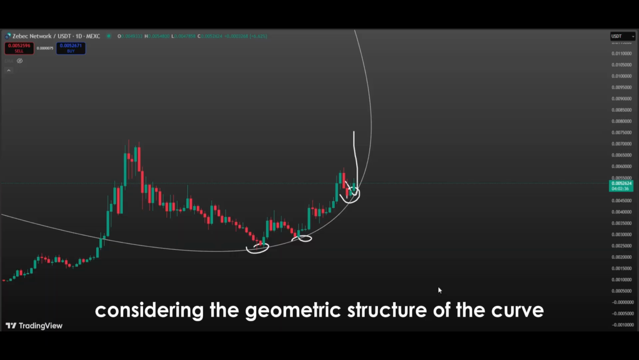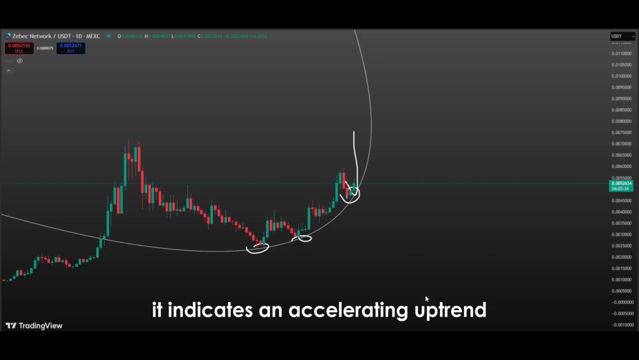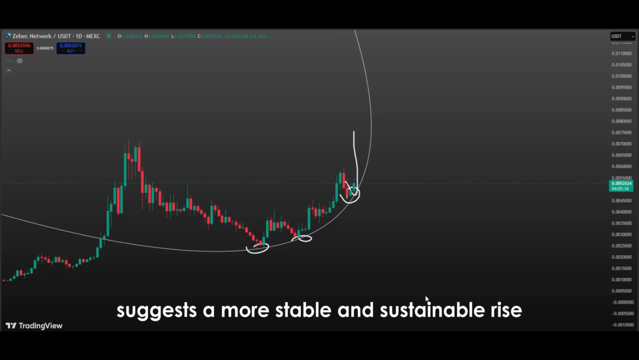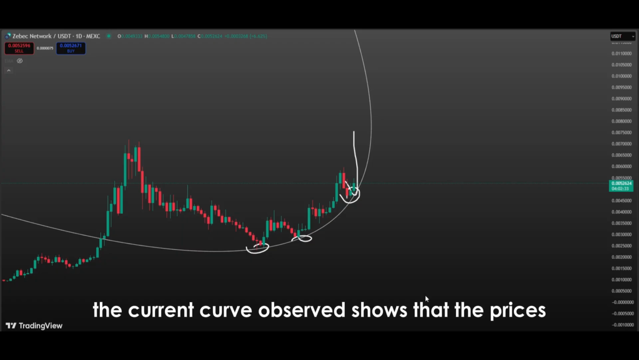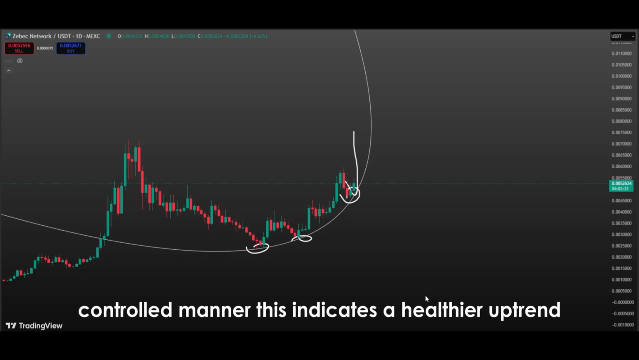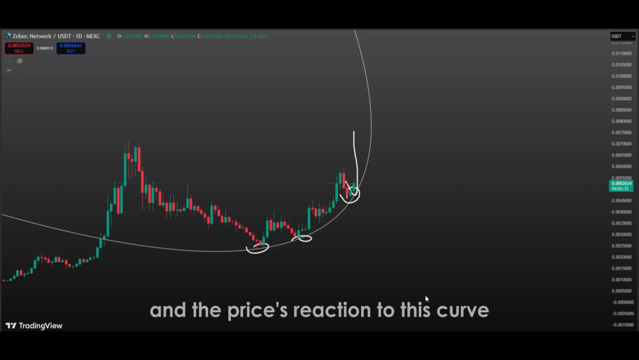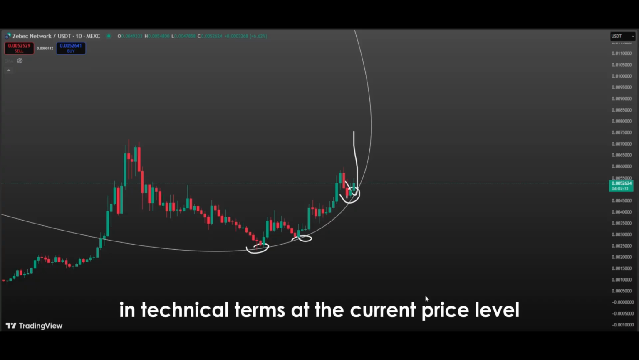Considering the geometric structure of the curve, it's clear that such formations influence investor decisions both visually and mathematically. If the curve is steep, it indicates an accelerating uptrend. A more horizontal curve suggests a more stable and sustainable rise. The current curve observed shows that the price is rising in a structured and controlled manner. This indicates a healthier uptrend away from sudden crashes. Thus, the direction, angle, and the price's reaction to this curve are all critically important in technical terms.